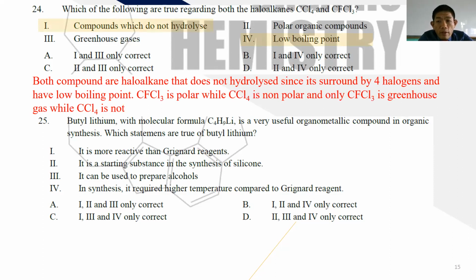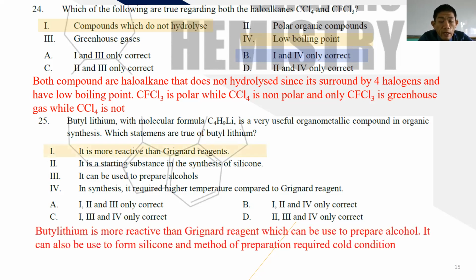Okay, so that is for number 24. Then 25, butyllithium with molecular formula C4H9ClI is very useful in organic compound synthesis. Which statements are true about butyllithium? Number one, it is more reactive than Grignard reagent, which is true because it is more reactive. That is why preparing butyllithium requires extreme cold conditions.